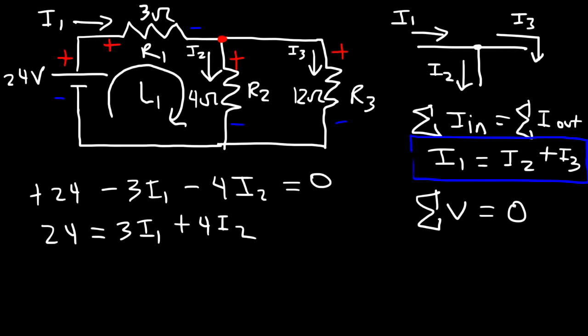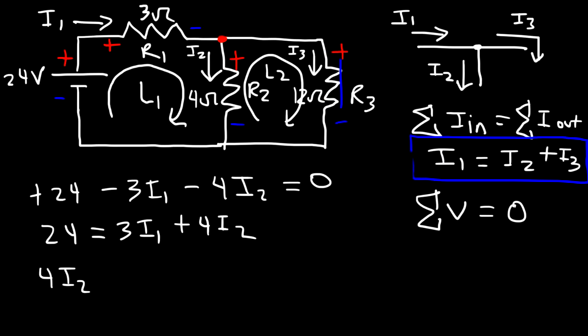Now let's move on to the second loop. So we're going to go in this direction. That's going to be loop 2. Initially, we're going up through R2 towards the positive sign. We're going against the current. And since we're going from negative to positive, that's going to be a voltage lift. And so the voltage lift is going to be I2 times the resistance of 4. So it's 4I2. And then following the loop, we're going in this direction through R3.